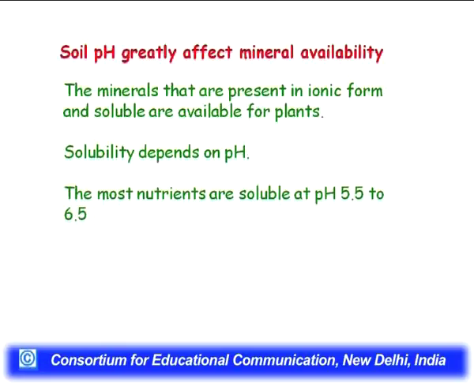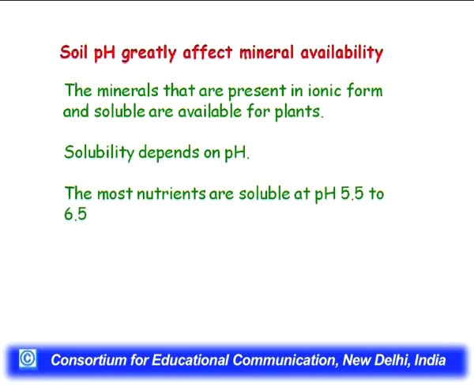Now soil pH, as I was telling you, can range from 0 to 14, but in soil, if you have 5.5 to 6.5, you say that it is a good soil, because most of the nutrients are soluble between 5.5 and 6.5. Any pH below 5.5 is an acidic soil, and this acidic soil is not good for plant growth. And again, any pH of the soil more than 6.5 is not very good for the plants. So the range between 5.5 and 6.5 is good.